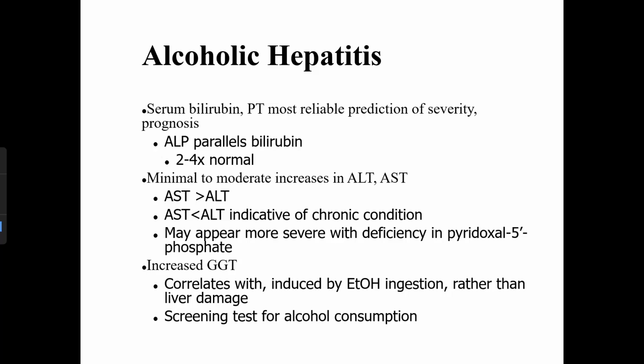AST is greater than ALT. If AST is less than ALT, it's indicative of a chronic condition. It may appear more severe with deficiency in pyridoxal 5-phosphate. Increased GGT correlates with and induced by ethanol ingestion rather than liver damage. Screening test for alcohol consumption.